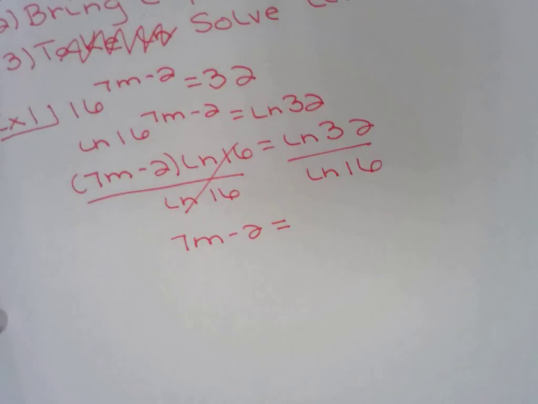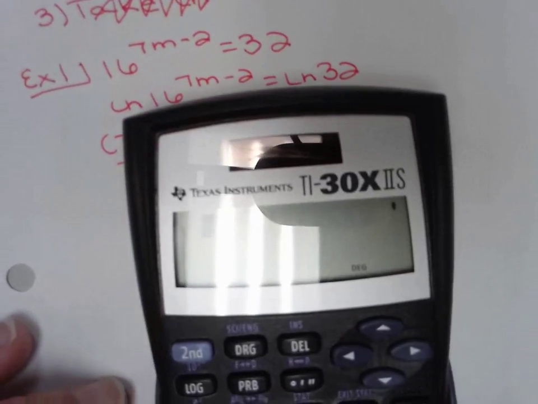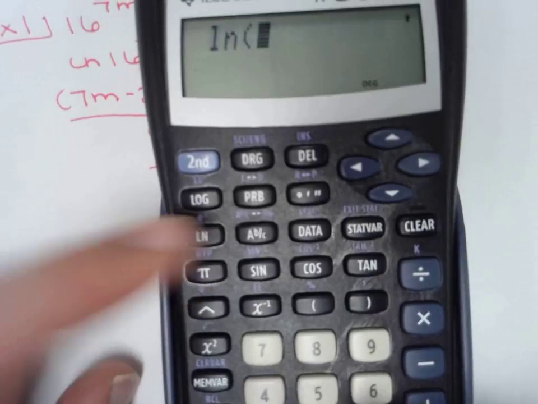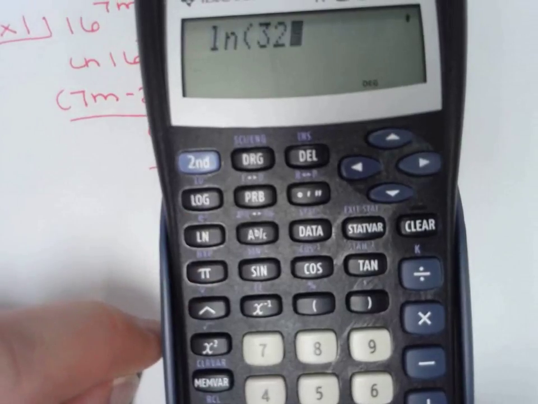It's 3.5 over 2.8. Okay. So on your calculator, because ln is just a number, we're going to take ln of 32. So just plug it in. ln is right here. So ln of 32, give me a second.